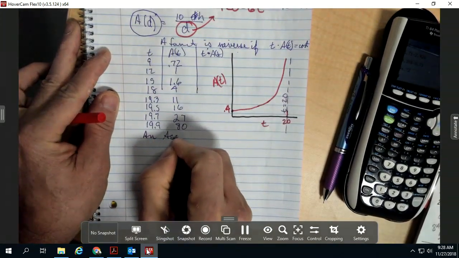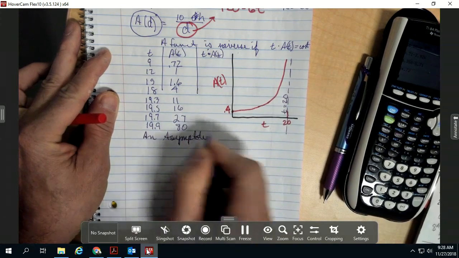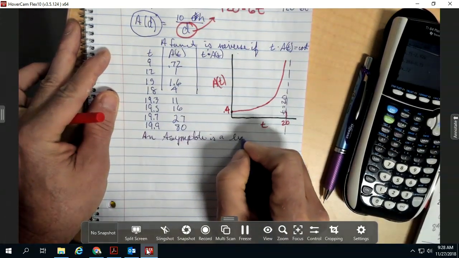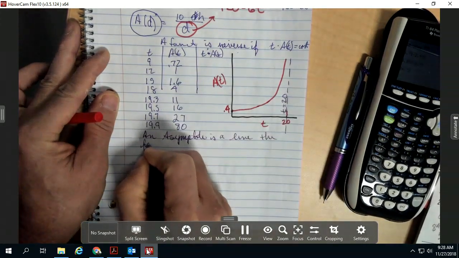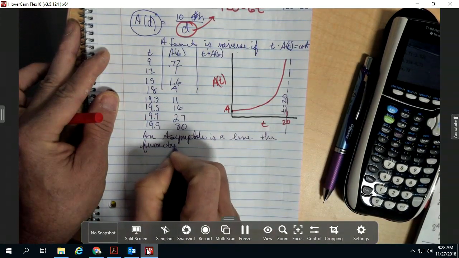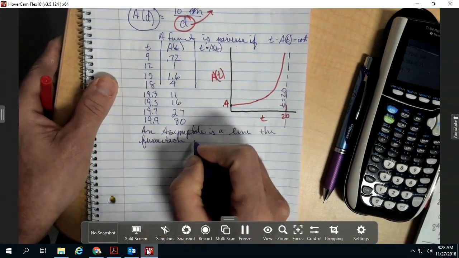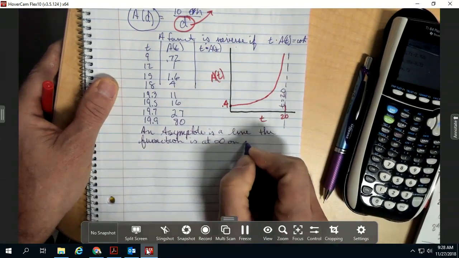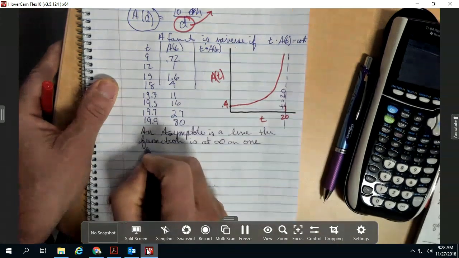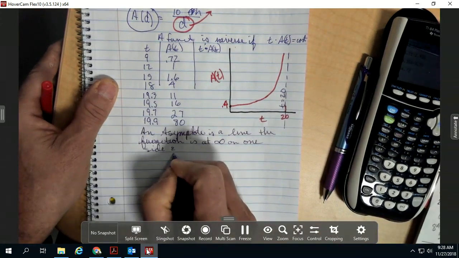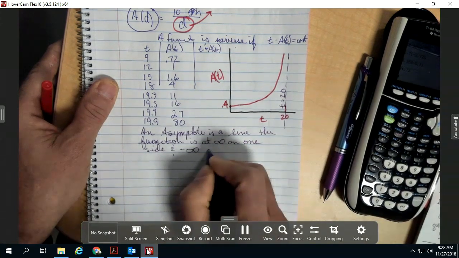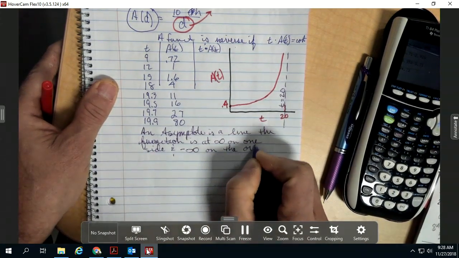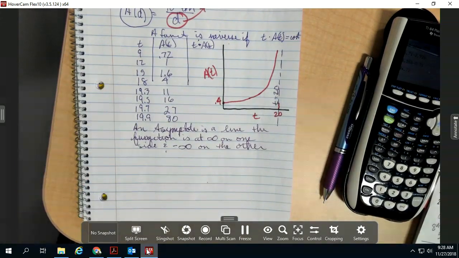An asymptote is a line the function is at infinity on one side and negative infinity on the other. Now in this case, it's at positive infinity on the left side. It will be at negative infinity on the right side.